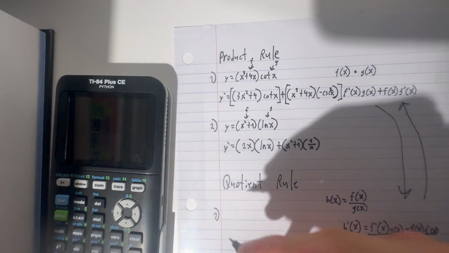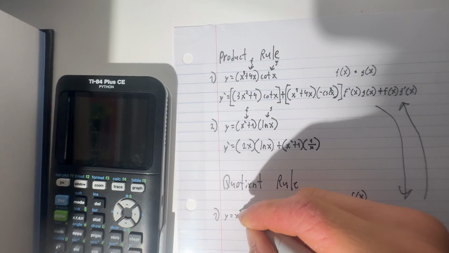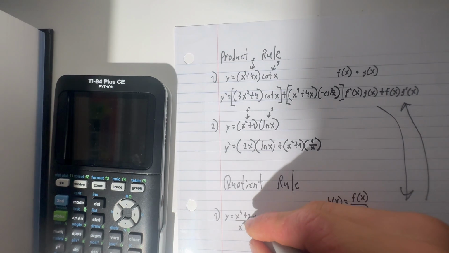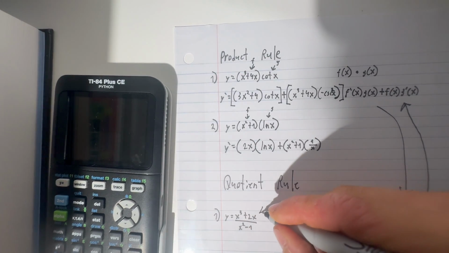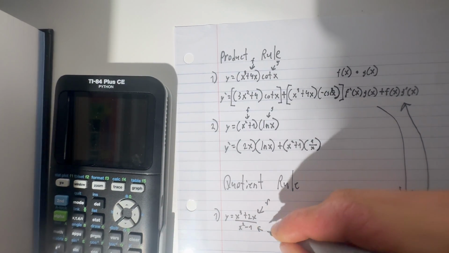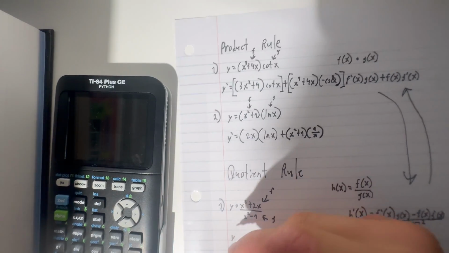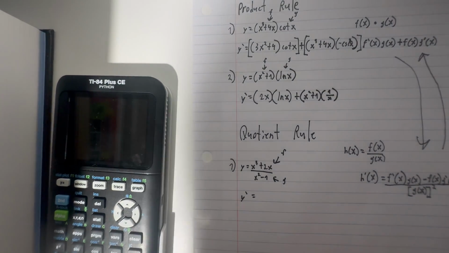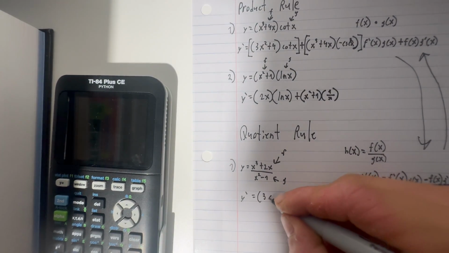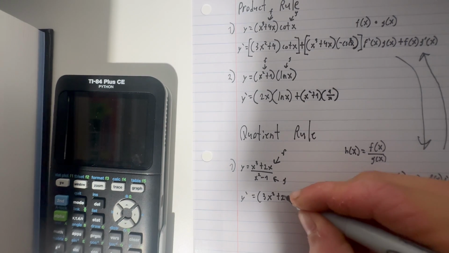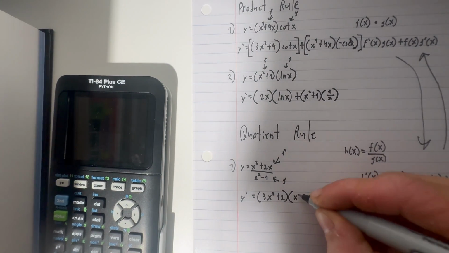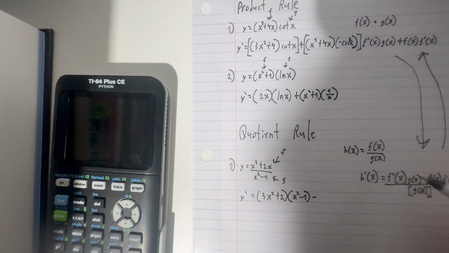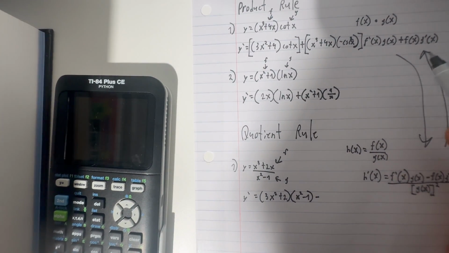So our first question, we can have y is equal to x to the power of 3 plus 2x over x squared minus 1. And this will be our f function, this will be our g function. So y derivative, we have to differentiate the f function, which is just simply 3x squared plus 2. And then we keep the g function, which is x squared minus 1. Then we subtract. Remember, in the quotient rule we subtract, and in the product rule we add.